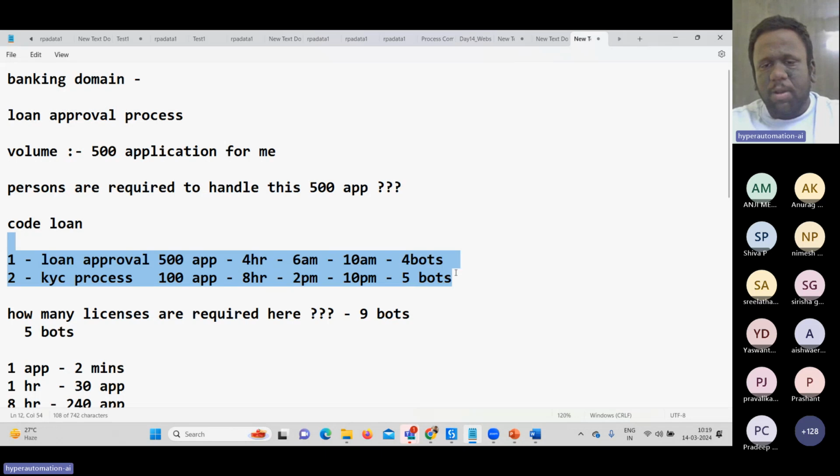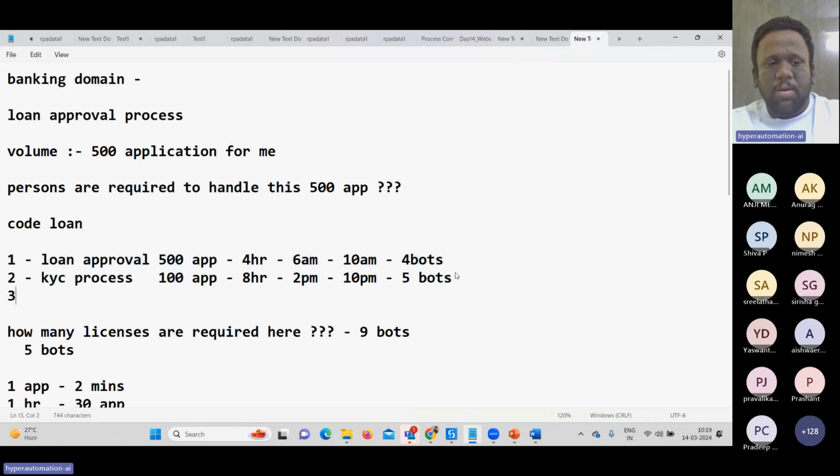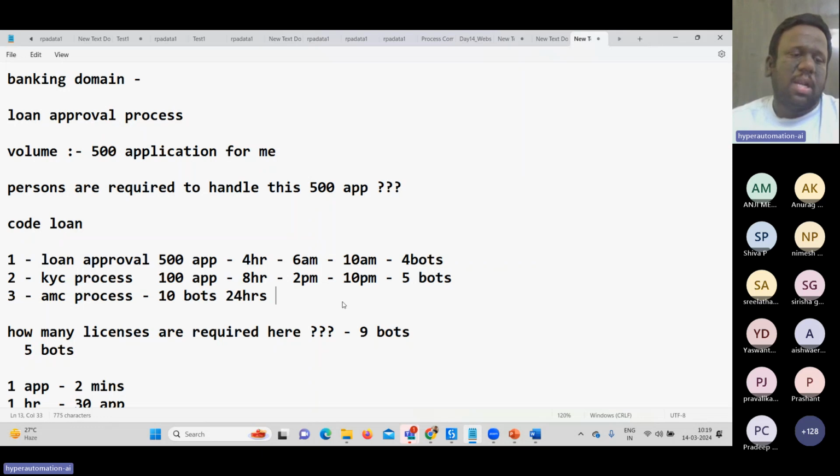So there might be different processes, not only the KYC process. There is something called, let's say, the AMC process, the annual maintenance process. Again, it requires 10 bots, but it requires to run for 24 hours. In 24 hours, it will be just running with around 1,000 transactions.